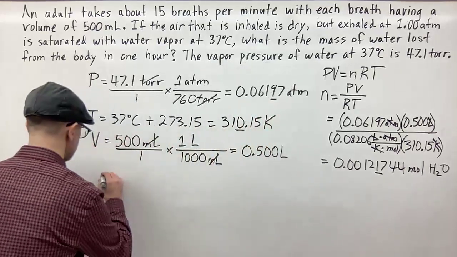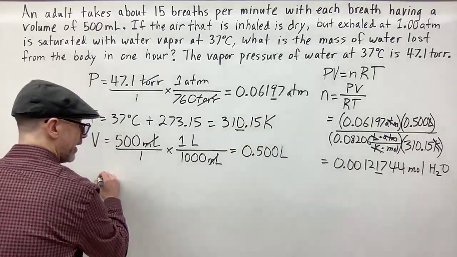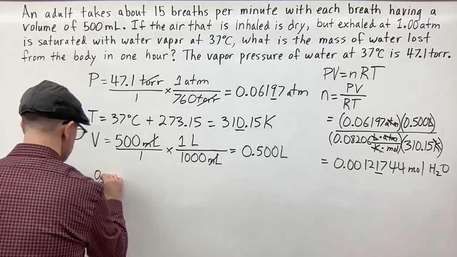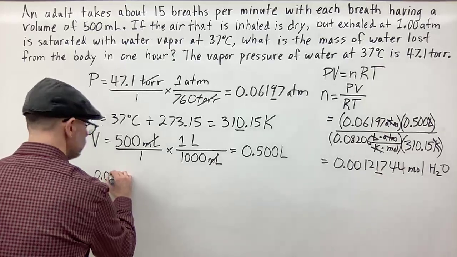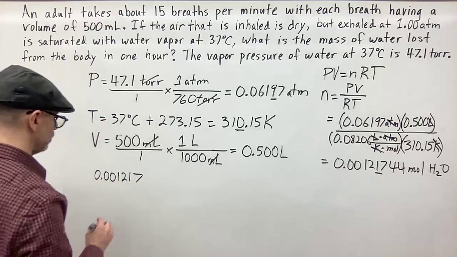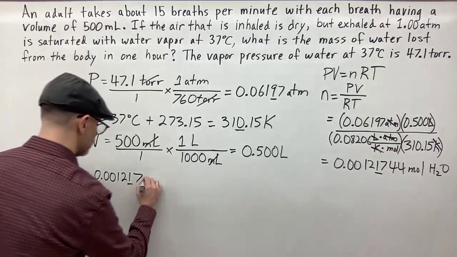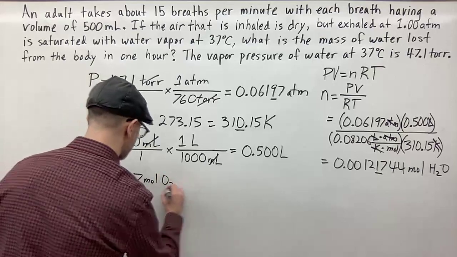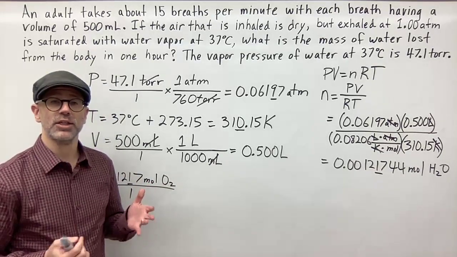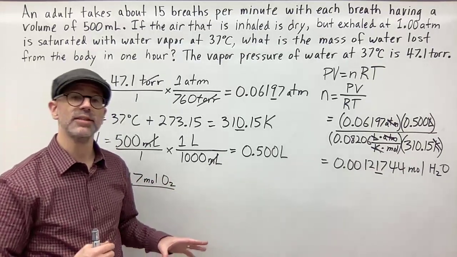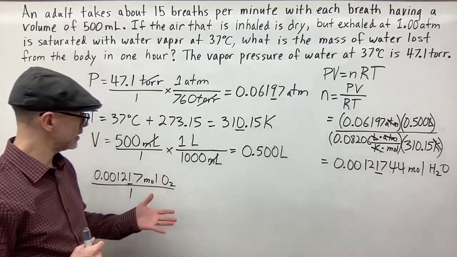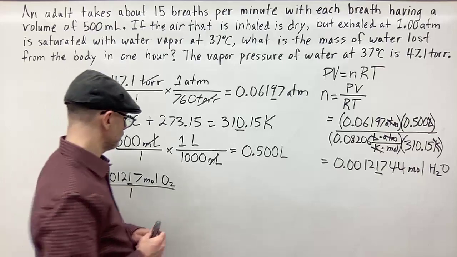And so now what I'm going to do is take the number of moles that I have, right? So 0.001217. I'll leave it there. I'll put a line there. This is moles of oxygen. Now I can just use conversion factors to convert to the total mass that is given or released in 1 hour.